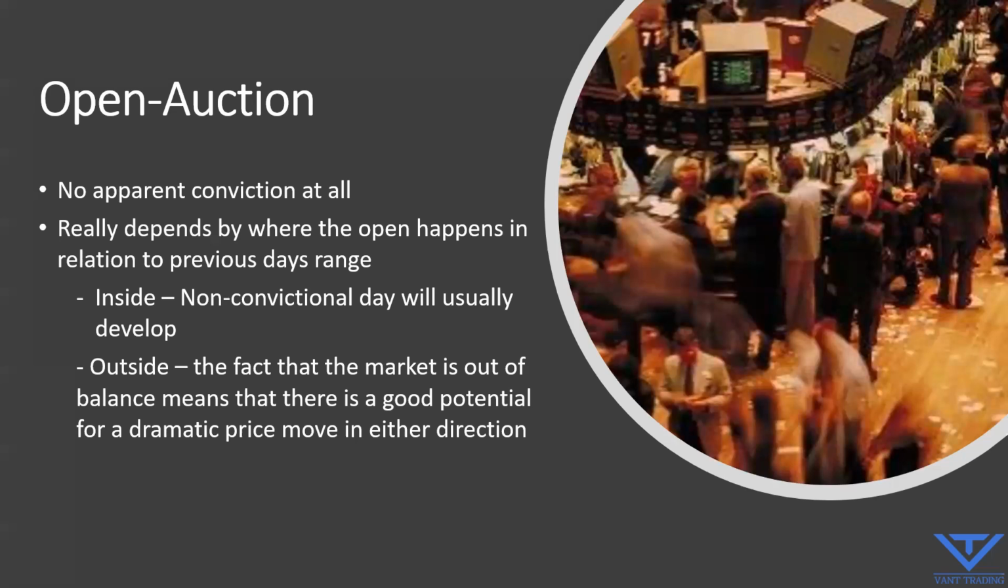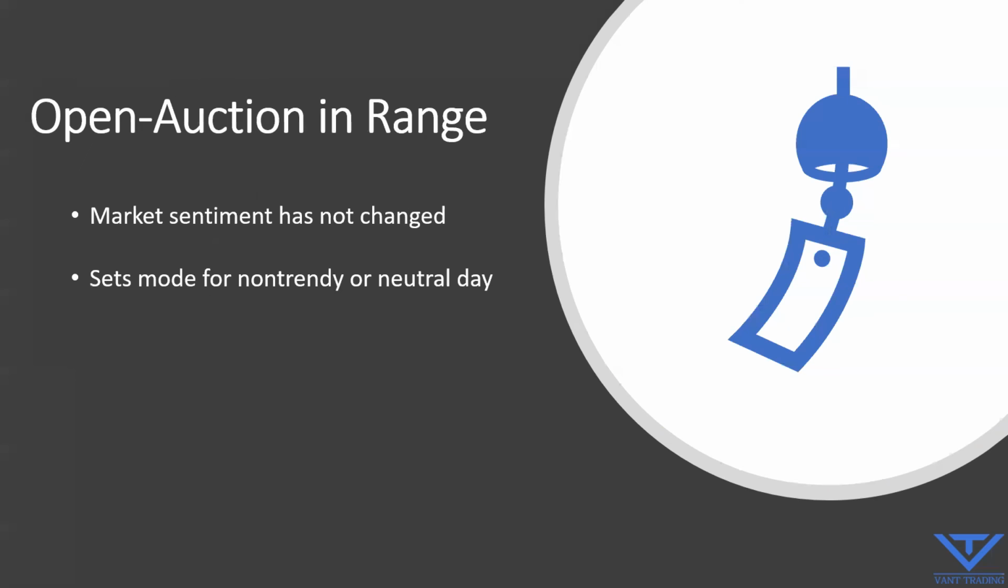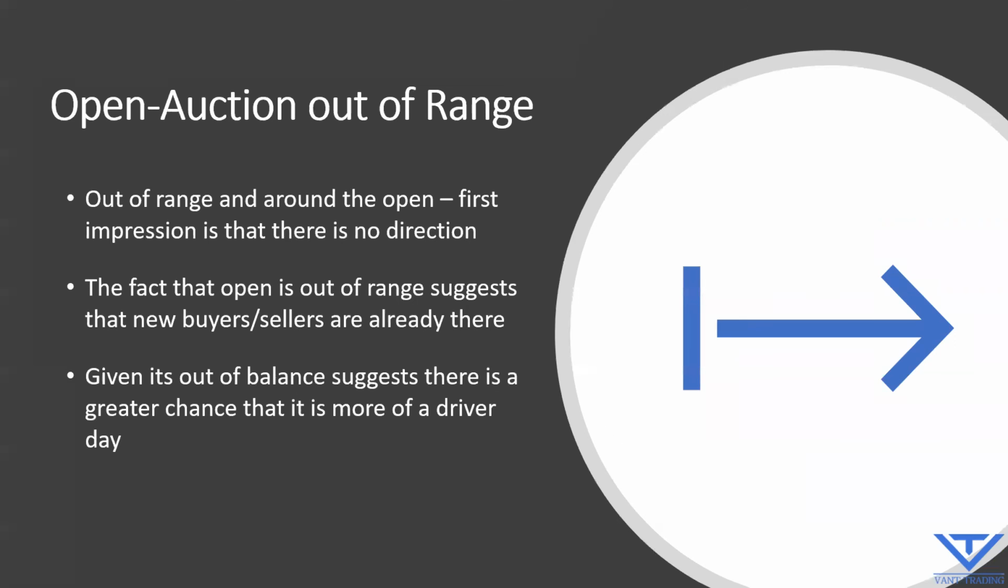So you can have an open auction with an outside day that can get some action. But the key is, with an open auction that's in range, inside, sentiment has not changed and it sets the mode for a non-trading or neutral day. And we kind of talked about that earlier. Now, with an out of range open, the first impression is that there is no direction again. But the fact that it opens outside the range of the previous day suggests that new buyers and sellers are already there. So it gives you a clue. Given it's out of balance, there's a greater chance that it could have more of a drive day. So the open is important, a clue in dictating where this stock could possibly be going.